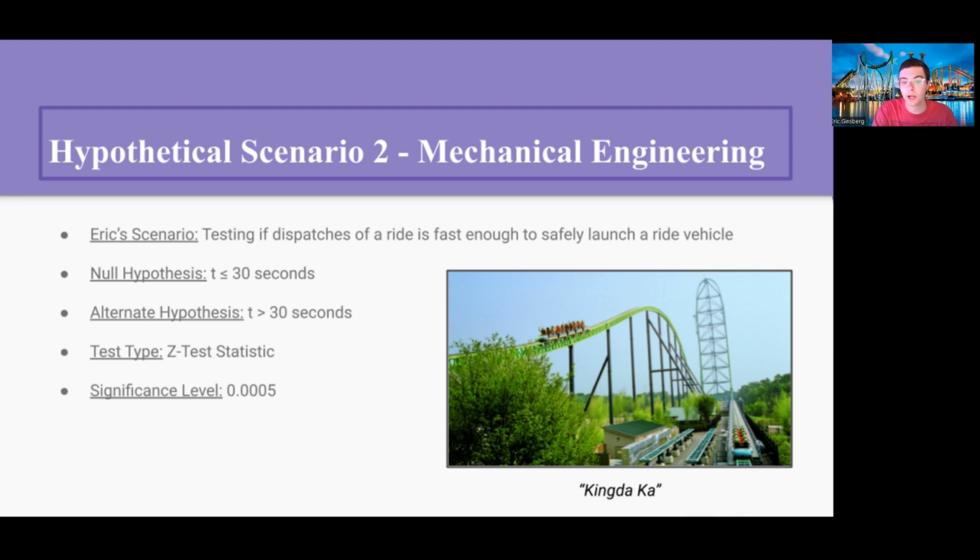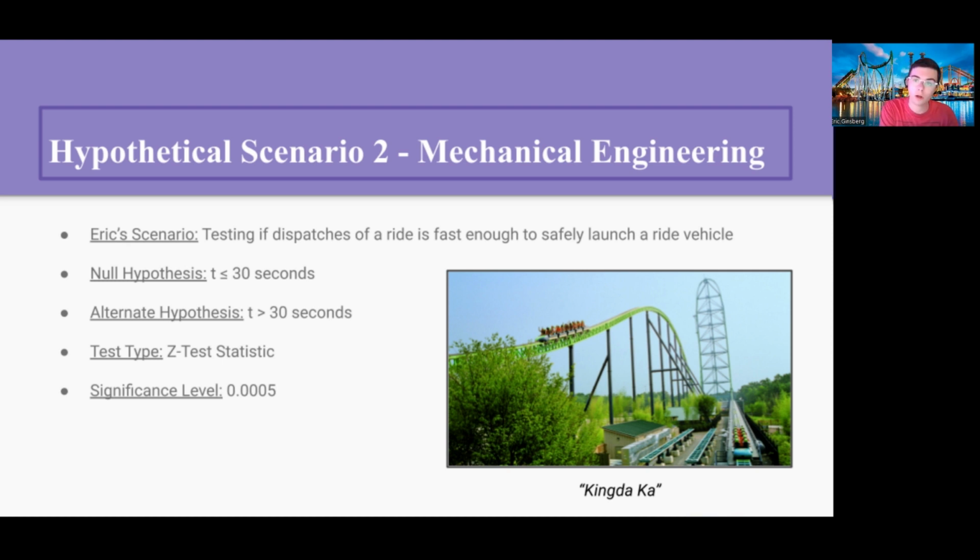A hypothetical scenario would involve a day's worth of dispatches, which could be upwards of over 1,000, but we're going to say 1,120 for this scenario. The null hypothesis can be stated that the time to clear this large section of track with no brakes takes less than or is equal to 30 seconds. The alternate hypothesis for this scenario would then be that clearing this zone would take longer than 30 seconds.